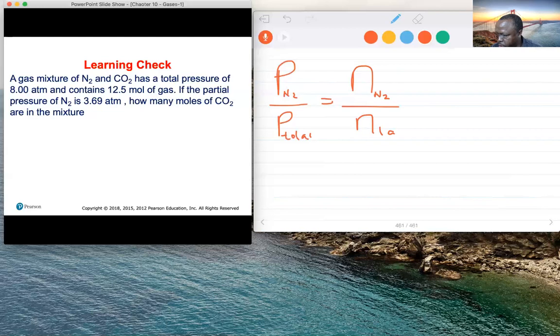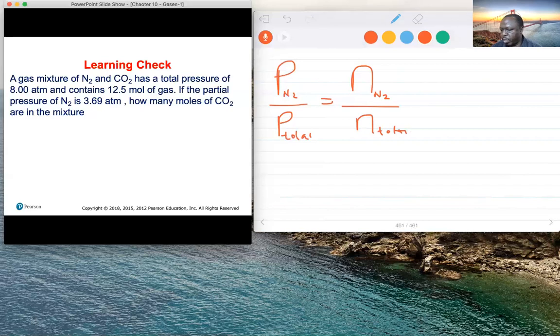This should be total right here. So I'm just going to have total right here, so that it will give us the value for the number of moles. We will get the number of moles of nitrogen.